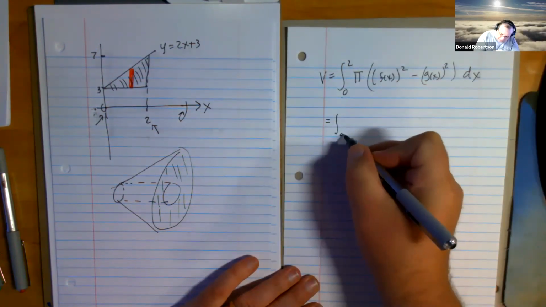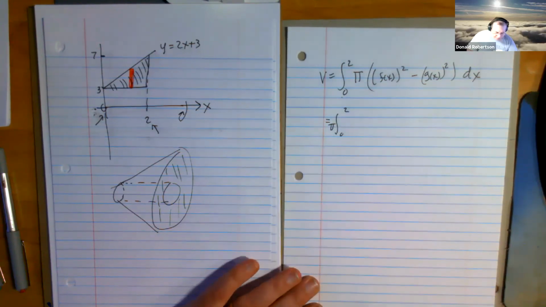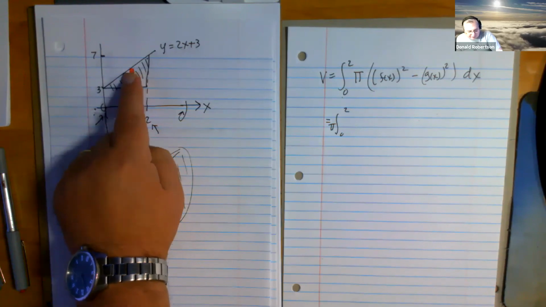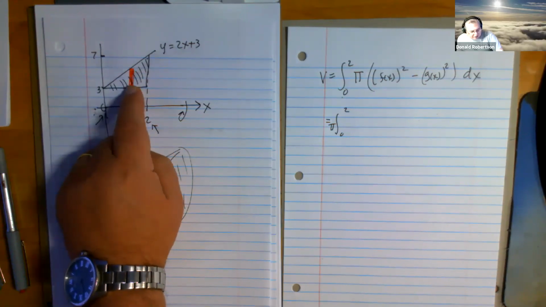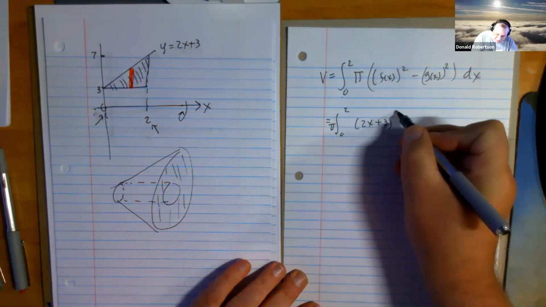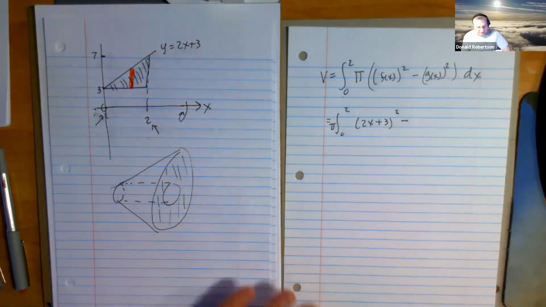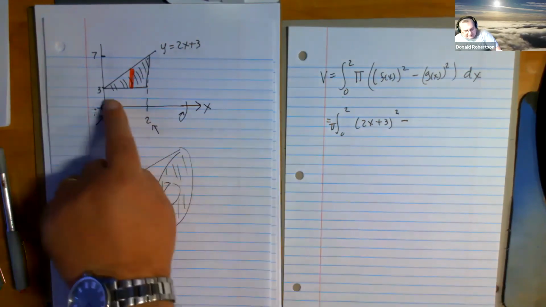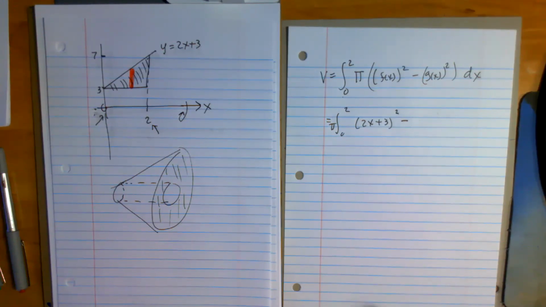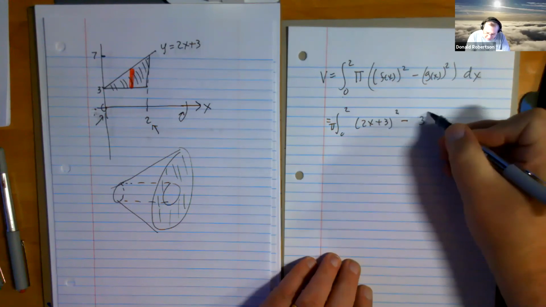So it's going to be the integral from 0 to 2, stick the pi out. Looking at my picture, don't you always do the top one as f of x and the bottom one as g of x? Well, the top one is 2x plus 3 squared, take away what is the bottom guy? Y equals 3. You may have said something, but it was so faint I didn't catch it. Y equals 3. Agreed. So don't you just plug in 3 and square it?